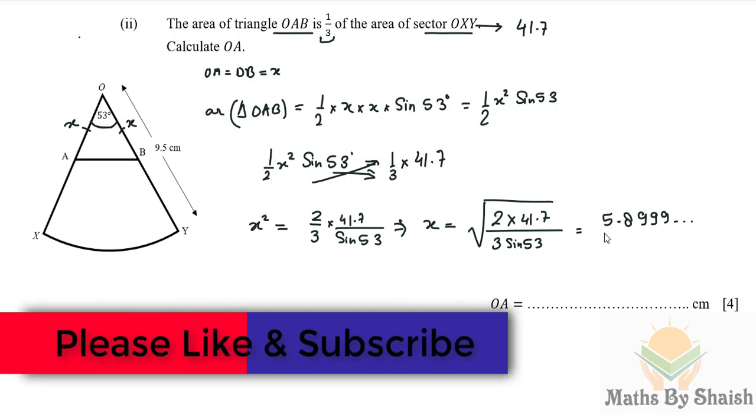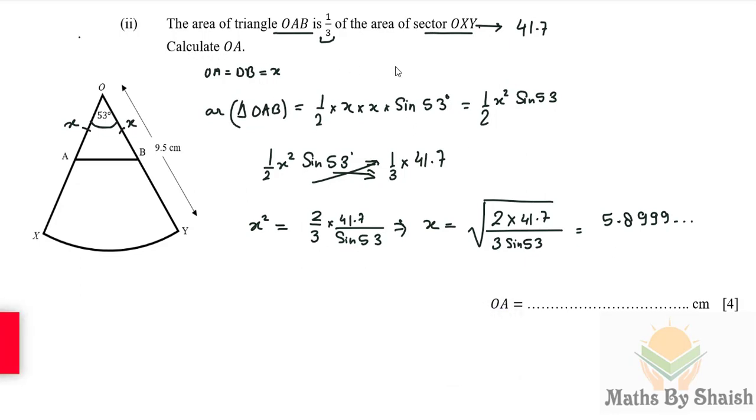They haven't asked to how many significant figures we have to give our answer, so we give it to 3 significant figures: 1, 2, 3, and the next number is 9, so this would be plus 1 and we get 5.90. That's x, and x was OA, and hence OA is 5.90 centimeter. I hope it is clear. Let's discuss the next part.